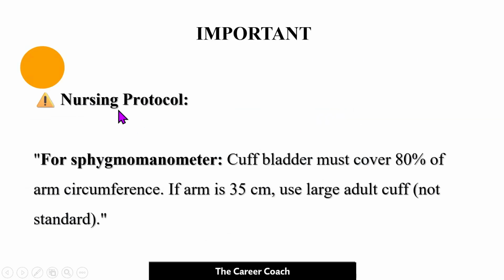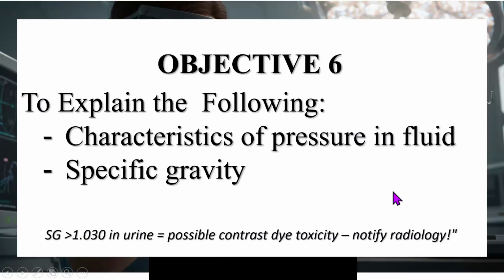This is important. For sphygmomanometer, the cuff bladder must cover 80% of the arm circumference. If the arm is 35 cm, use a large adult cuff, not standard. Please take note that in your clinicals, you must use a sphygmomanometer cuff bladder that is suitable for patients. Some patients are very big, so you may need to use a larger adult cuff for them.